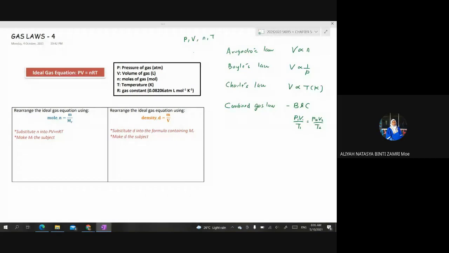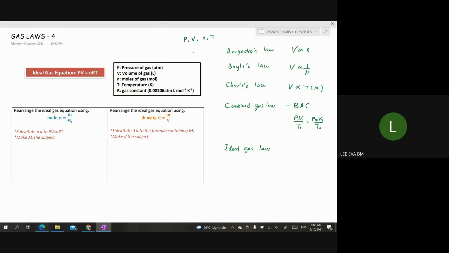Ada satu law gas lagi, kan? Okay, ideal gas law. Seperti nama dia lah, ini adalah equation ideal gas law, the law for our ideal gas. So we will talk a little bit later about what it is about the ideal gas law, maybe in our next lesson. Today is just mainly calculation.